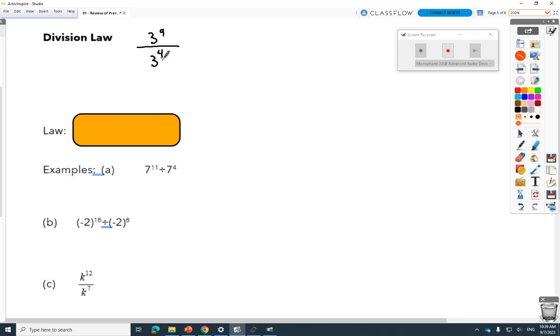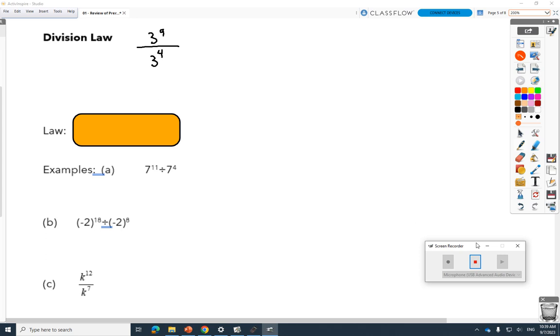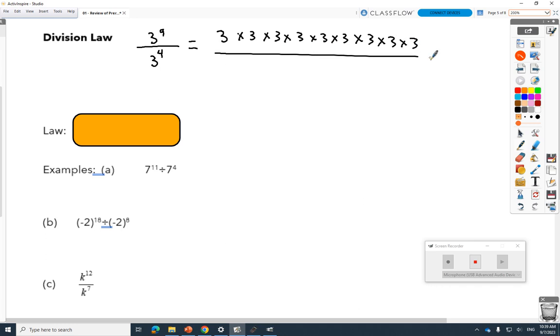This is actually pretty fun. I like what happens here. 3 to the 9 over 3 to the 4. I'll do the long version of it one more time in your life, hopefully. This is the last time. You're going to write it all out. Numerator: 3 times 3 times 3 times 3, 4 of them now, 5, 6. I wish I chose a smaller number. 3 to the 9: 1, 2, 3, 4, 5, 6, 7, 8, 9. Okay, and the bottom is 3 times 3 times 3 times 3.